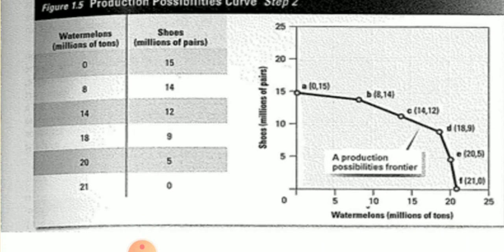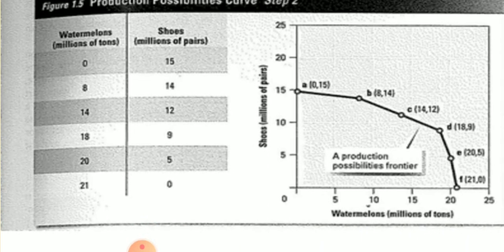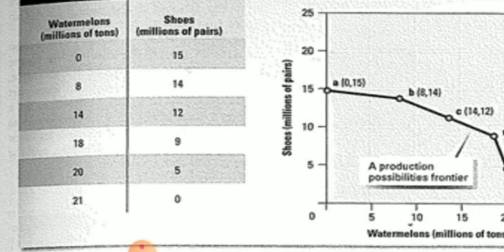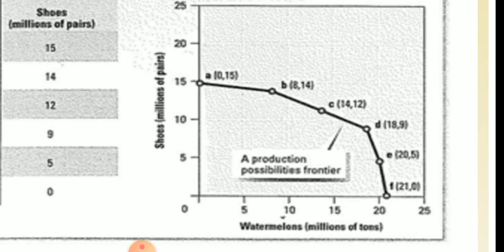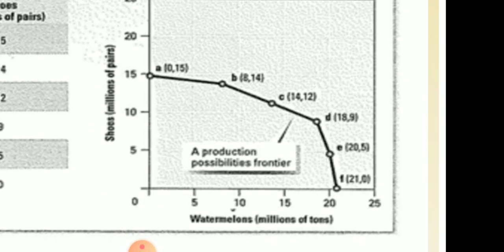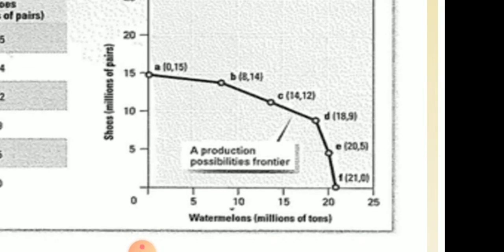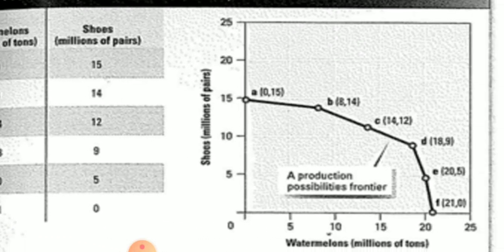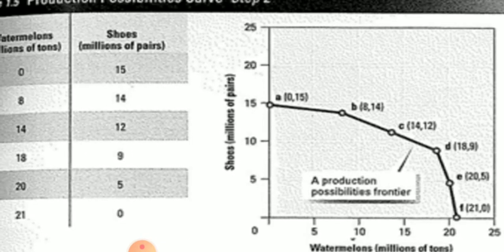I have here a table and I have here my graph. As you see, the table shows me the quantities given for the watermelons and the shoes. When I have 0 watermelons, I have 15 for the shoes. I have 8 for the watermelons, of course in millions of tons, and 14 for the shoes, millions of pairs, and so on. The next step, I will plot my given points on the graph: 0 and 15. So 0 on the x-axis and then go up on the y-axis until 15.